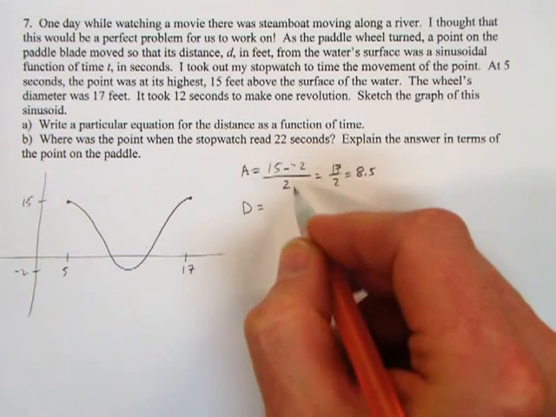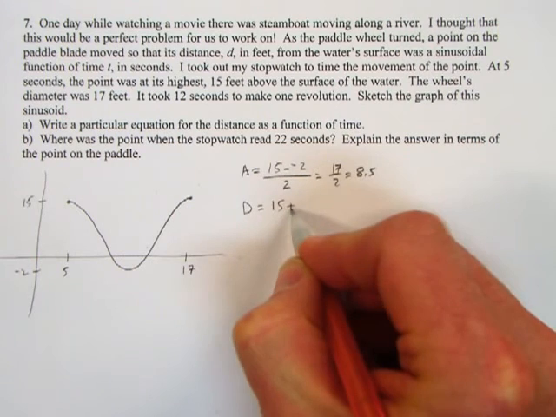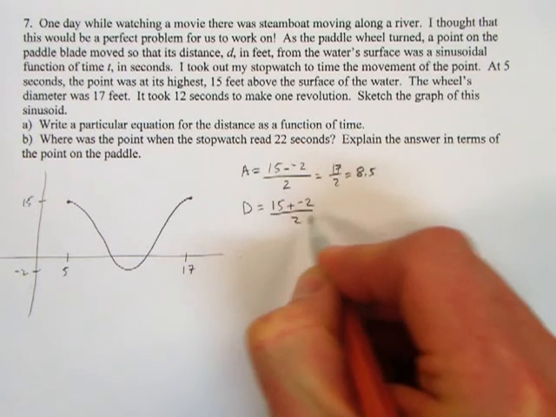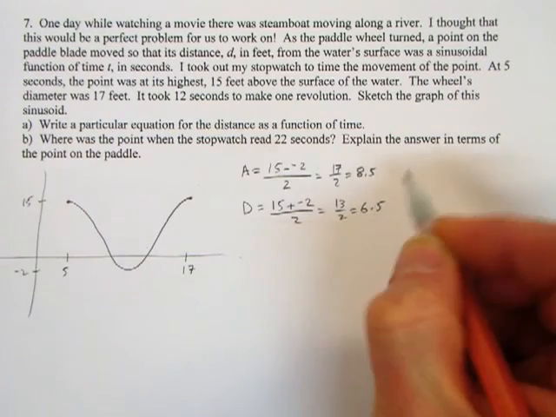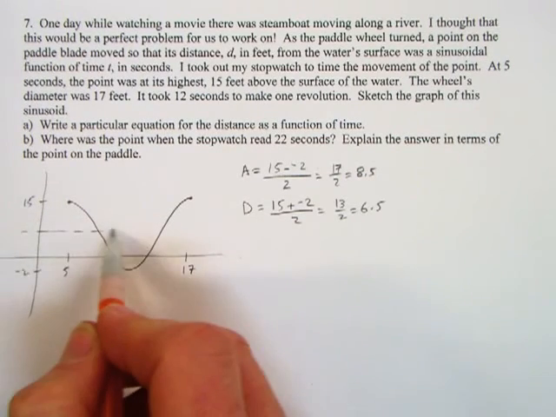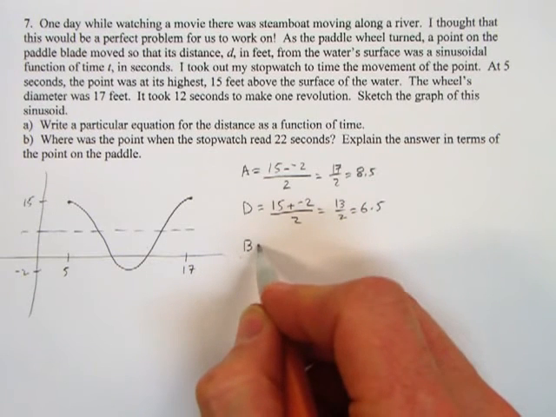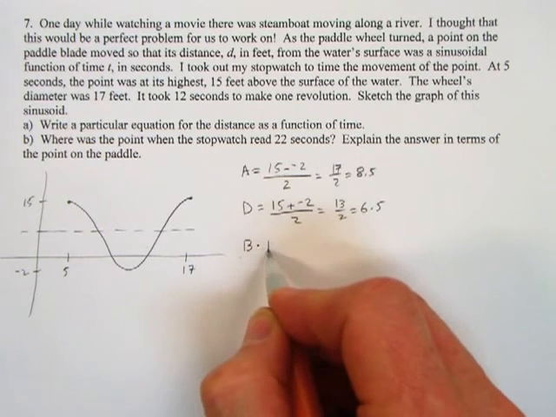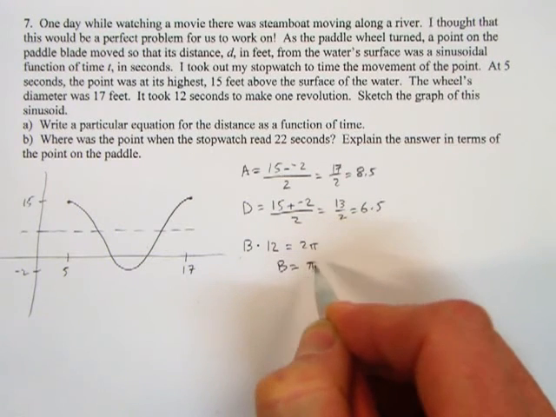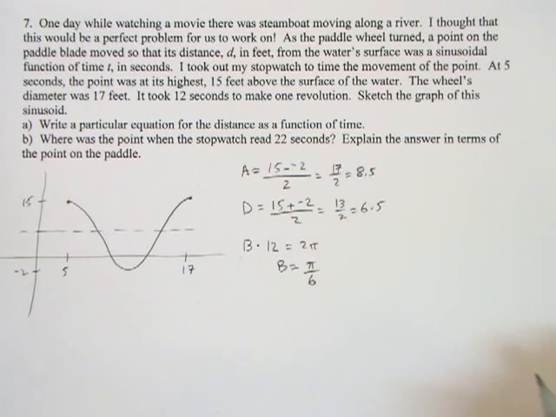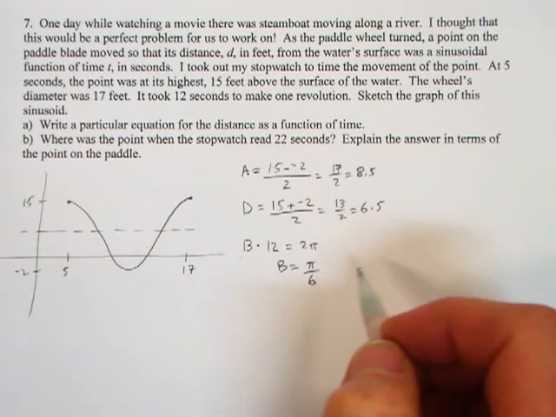What about D? D is our midline, our middle between the max and the min. So average them, and we get 13 over 2, or 6.5. And so this is going to be something along those lines. B, well, we know the period is 12 seconds, so B times the period is 2 pi. B is pi divided by 6, because we're dividing both sides by 12.